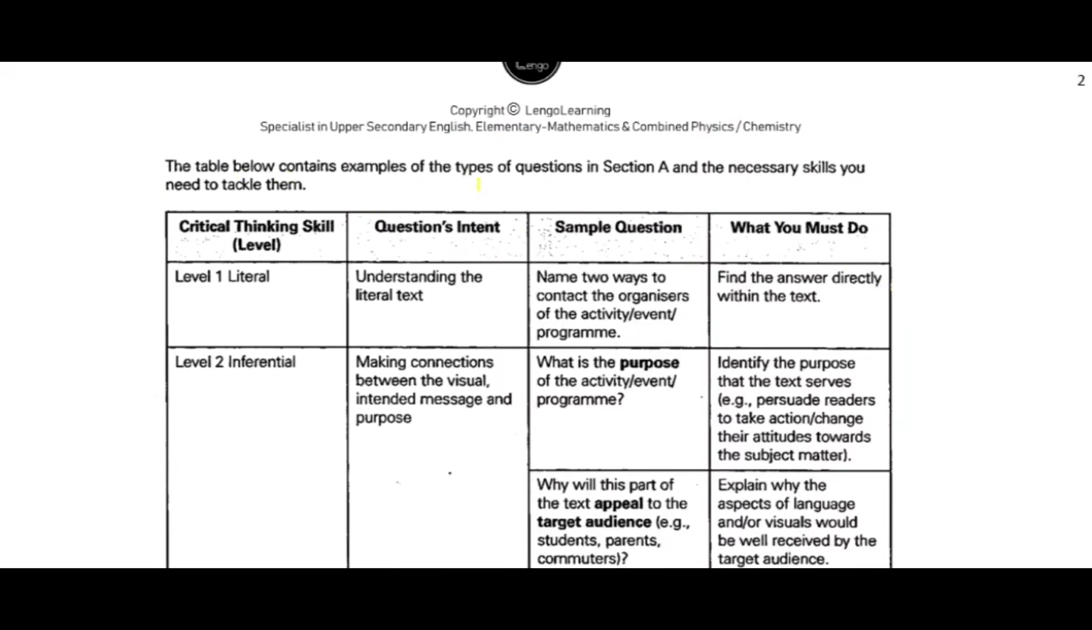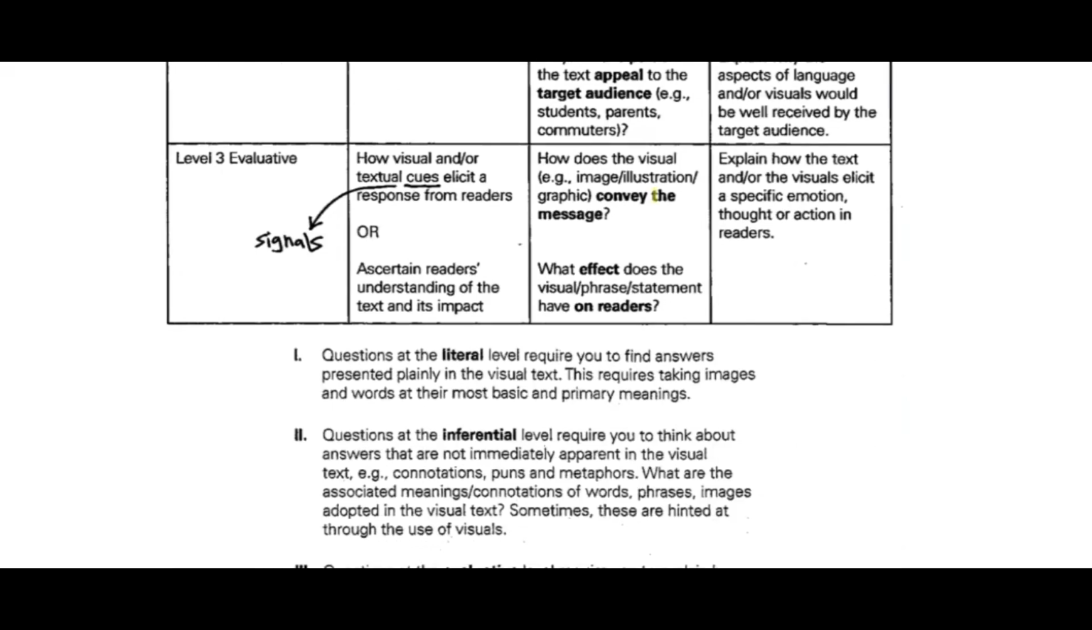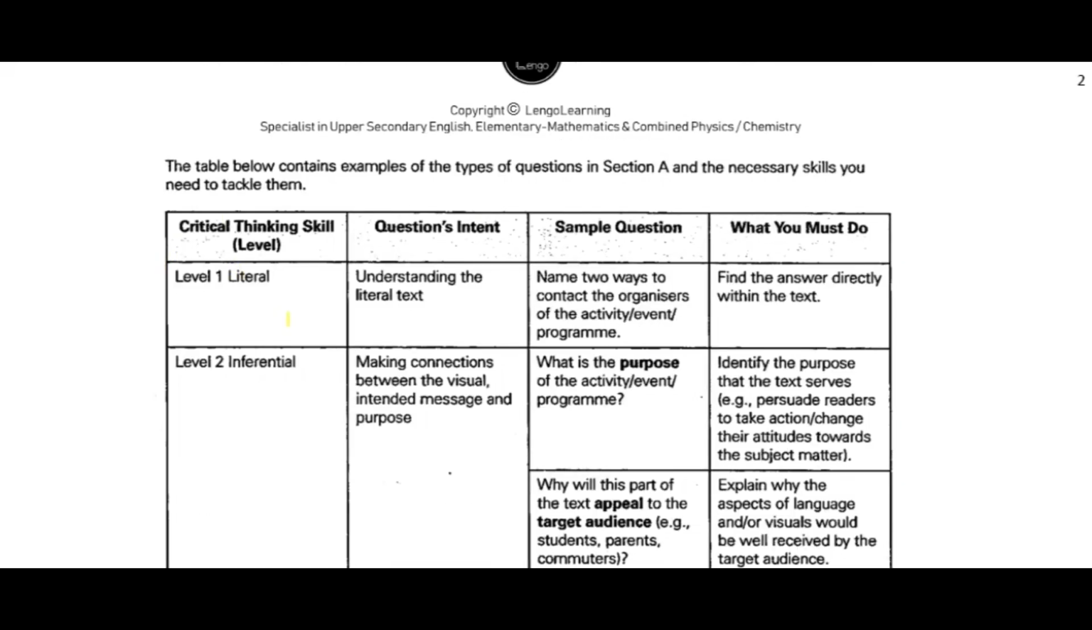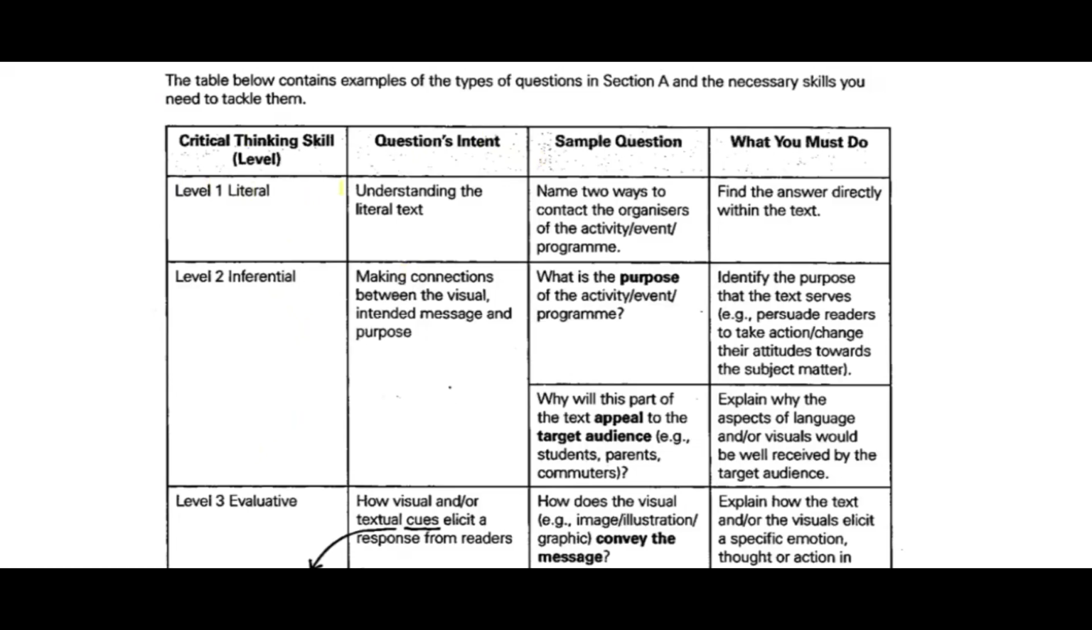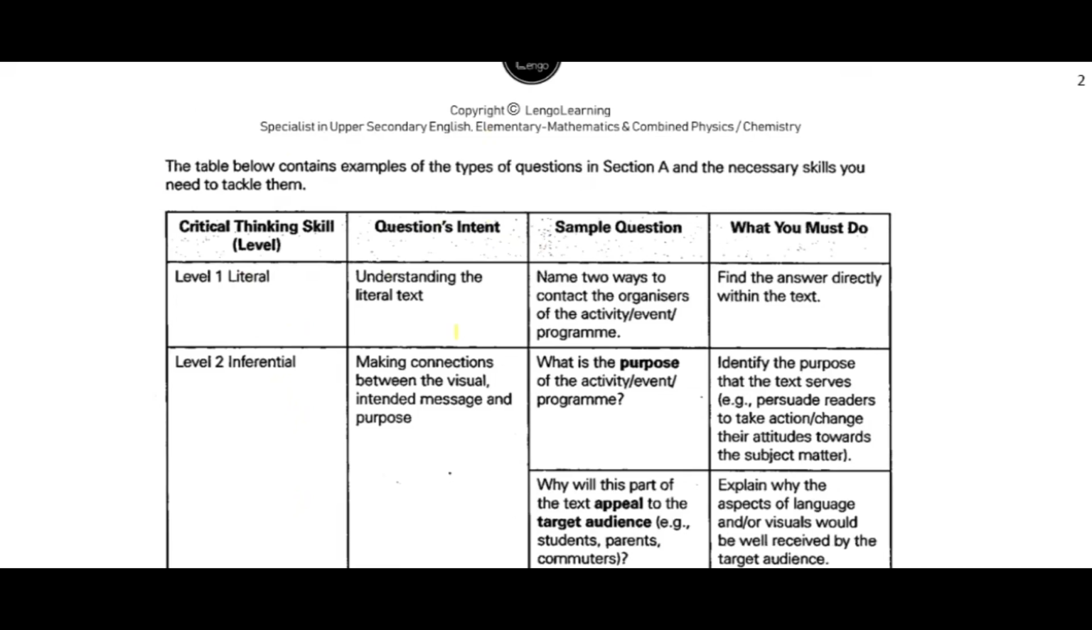So here are some examples of the types of questions in section A, the visual text, and the necessary skills you need to tackle them, right? So there are three levels, okay, literal, okay, inferential and evaluative. So let's start with literal. Literal is the most simple, okay, which is understanding the literal text, which is basically what the text themselves actually say. And for example, the answer is usually it can be directly found in the text.